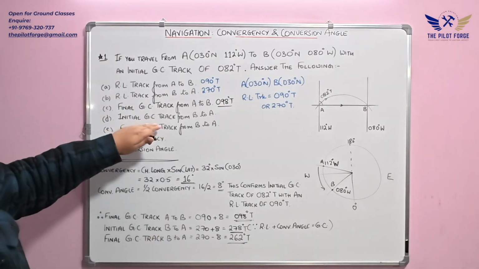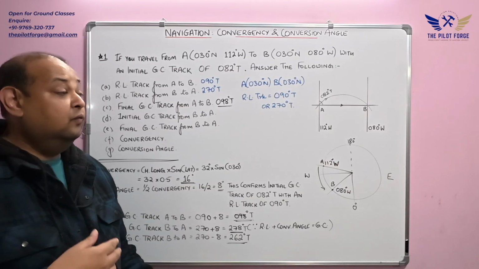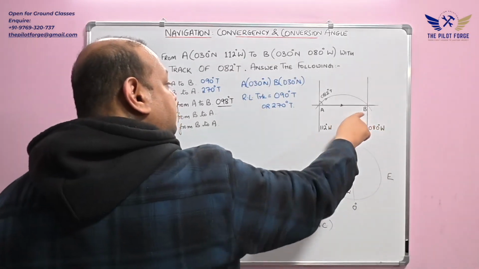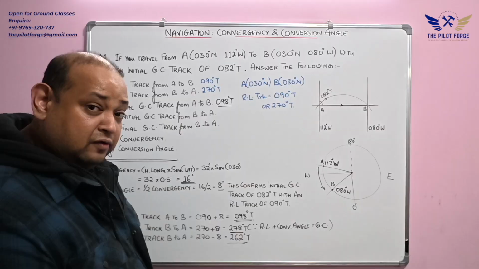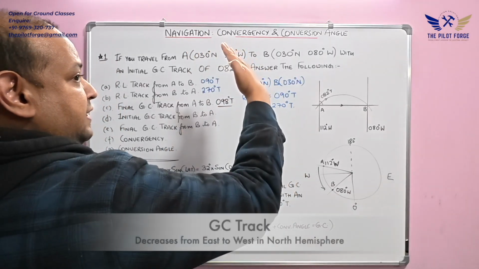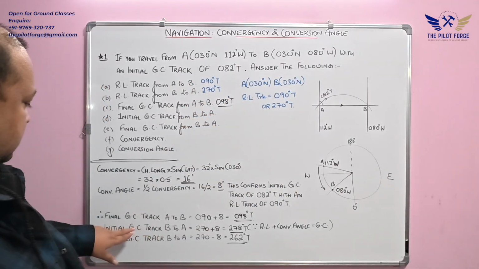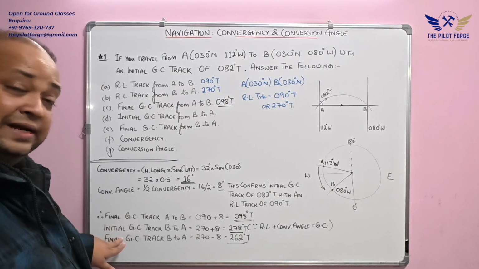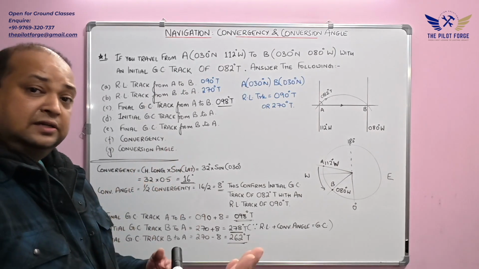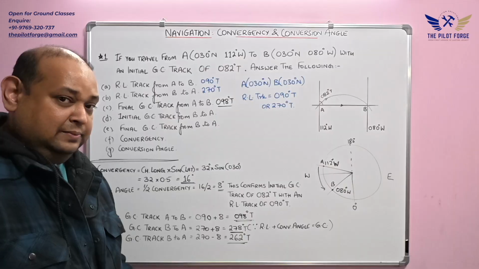Now, initial GC track from B to A. Now we reverse the entire program. What we do is we are going to go from B to A. When you're going from B to A, what happens to great circle tracks? They start off that way and they reduce. Therefore, your initial great circle track needs to be larger than your final great circle track. That will help you understand whether you have done the problem correctly.